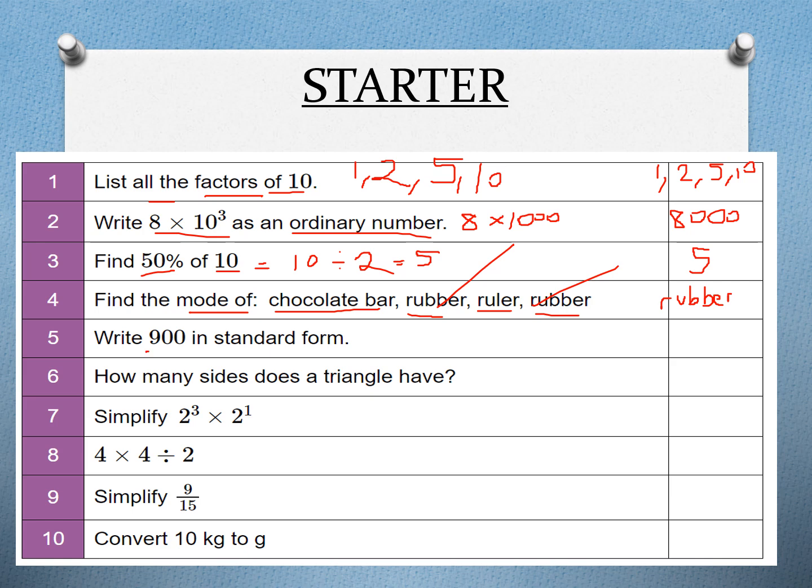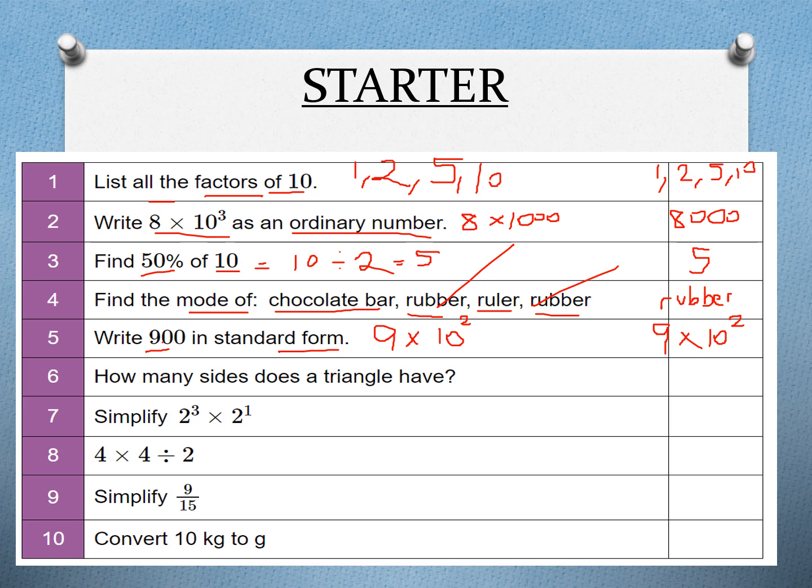Question number 5. Write 900 in standard form. That's the same as saying 9 times 10 to the power of 2. It's a number between 1 and 10 times 10 to the power of something. So that'll be 9 times 10 to the power of 2, 9 times 10 squared. 10 squared, remember, means 10 times 10, which is 100. 9 lots of 100 is equal to 900. 9 times 100 is equal to 900.